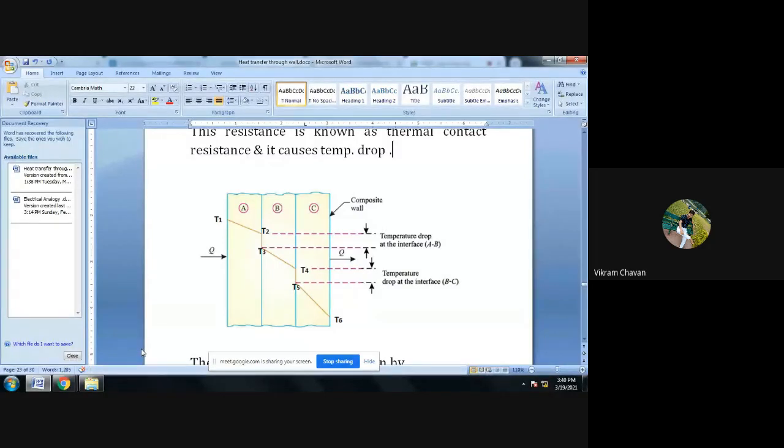Show the temperature drop at the interfaces by showing the entry level and exit level temperatures. The exit level temperature for wall A is different from, greater than, the entry level temperature of wall B. Similarly, the exit level temperature of wall B is T4, which is greater than the entry level temperature of wall C. The difference between these two temperatures at the interface, T2 minus T3, is called the temperature drop at interface AB. Similarly, T4 minus T5 is the temperature drop at interface BC. Quickly draw this diagram. I will give 2 minutes.